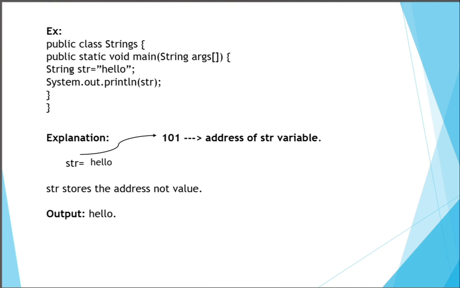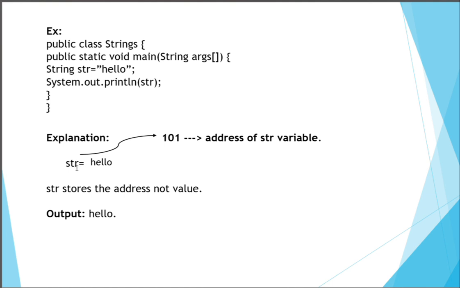This is a string data type. String is a non-primitive data type. It cannot store the value directly in the variable. Whenever we declare some value, it assigns one memory and assigns one address for that memory. It stores that address. Here hello is the str variable value. Here the hello value is created, then it is stored in one memory. The memory location address is 101.